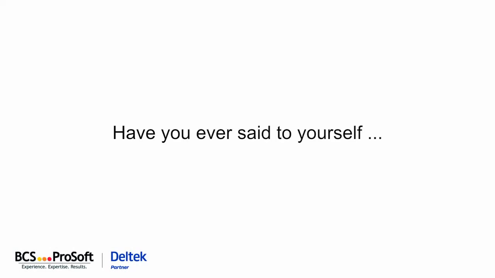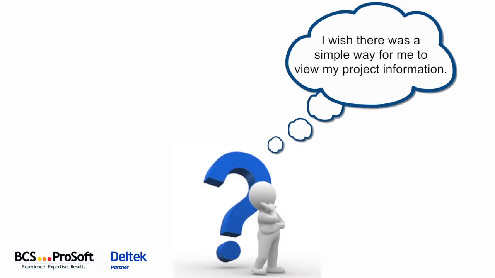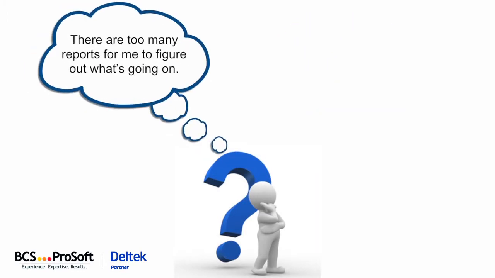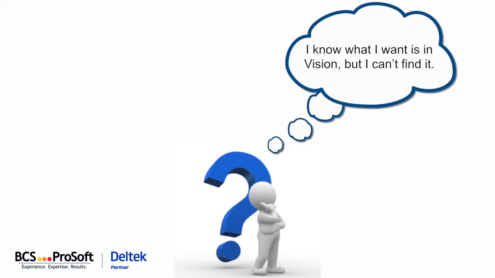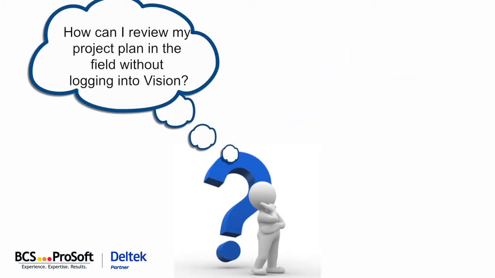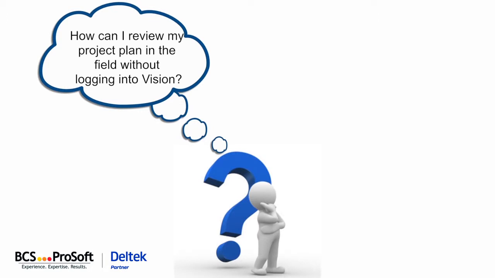Have you ever said to yourself, I wish there was a simple way for me to view my project information? There are too many reports for me to figure out what's going on. I know what I want is in Vision, but I can't find it. How can I review my project plan in the field without logging into Vision?